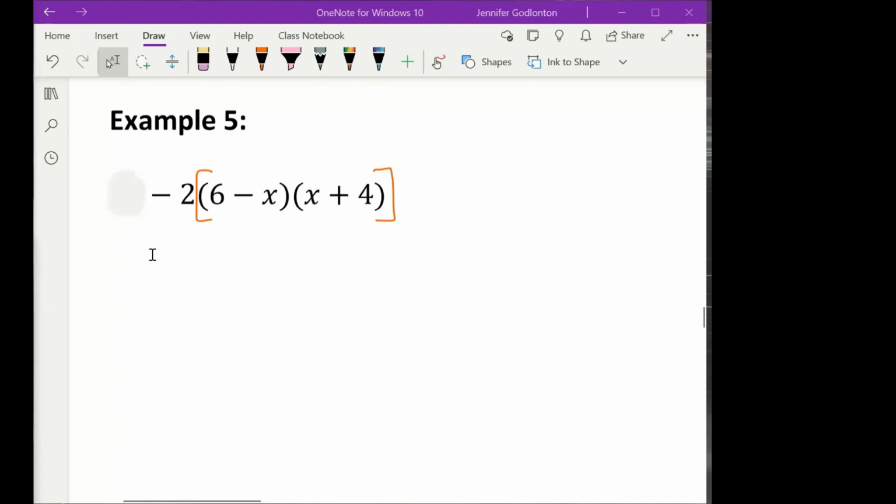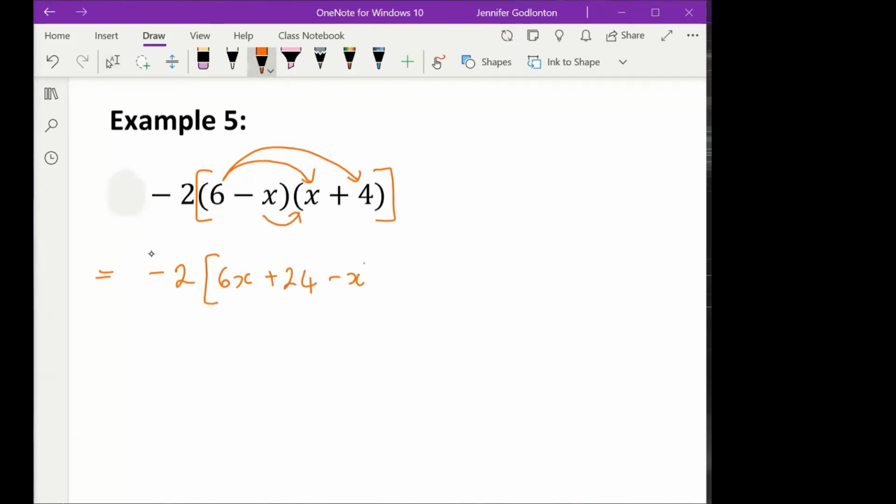All right, let's go through this question. Let's see who landed up getting it right. So I'm going to keep my negative 2 on the outside. I'm going to do my binomial times my binomial. I'm going to keep this in a bracket. 6 times x is 6x. 6 times 4 is 24. Negative x times x is negative x squared.